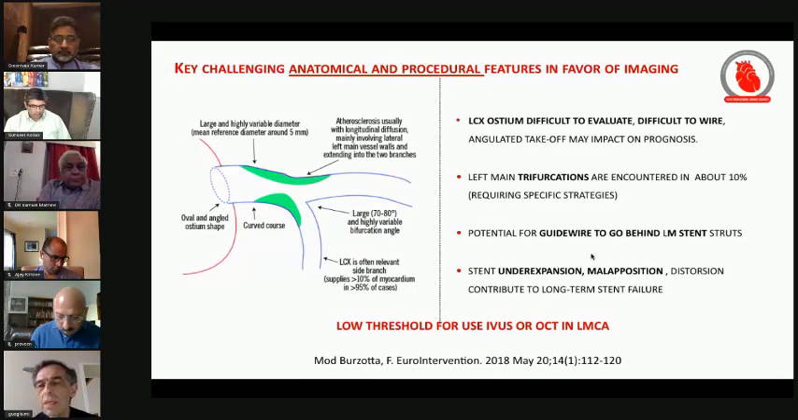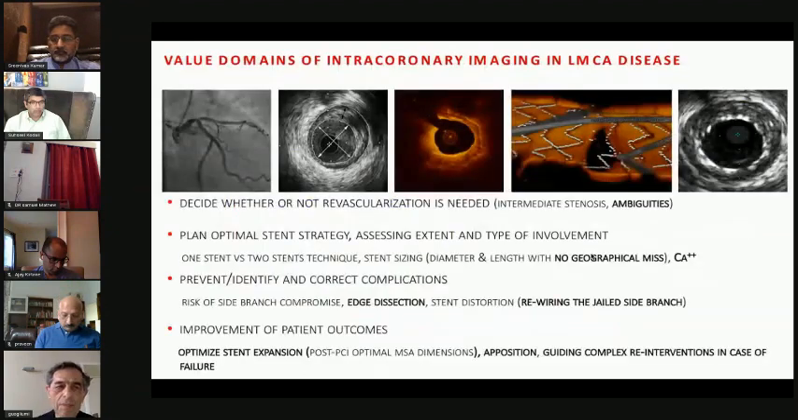And then we have technical difficulties. For instance, it's difficult to evaluate the angle of the circumflex take off. And then many times we might be in trouble with a guide wire going behind the stent. And for sure, especially at the bifurcation, under expansion and malposition can count on outcome.